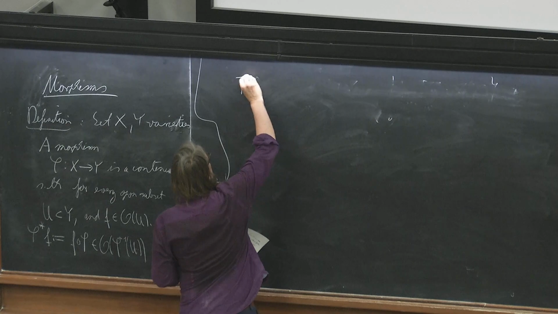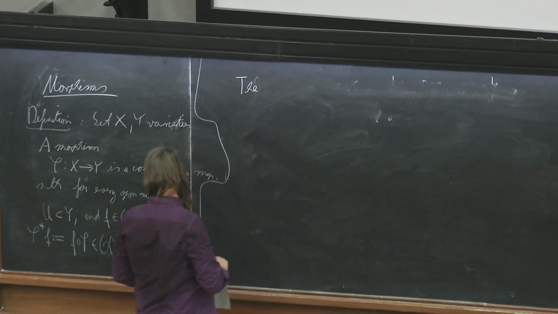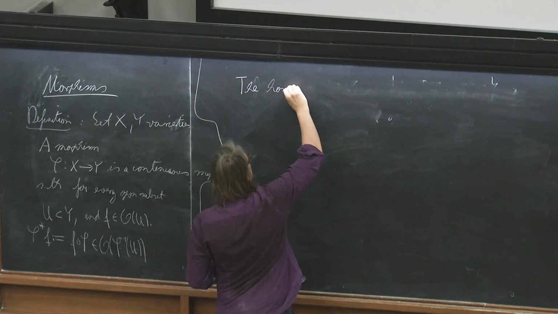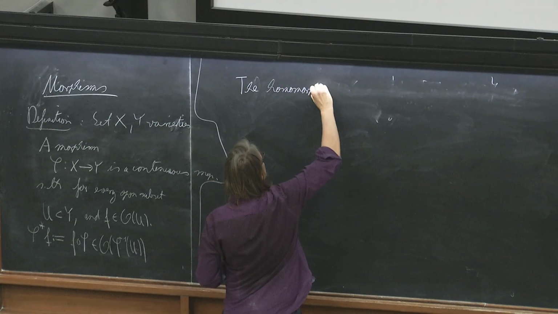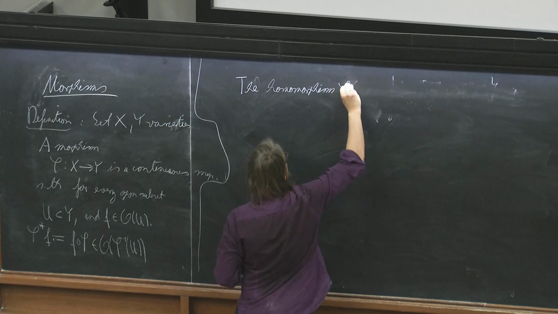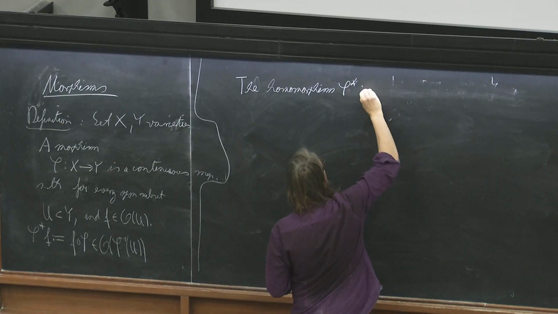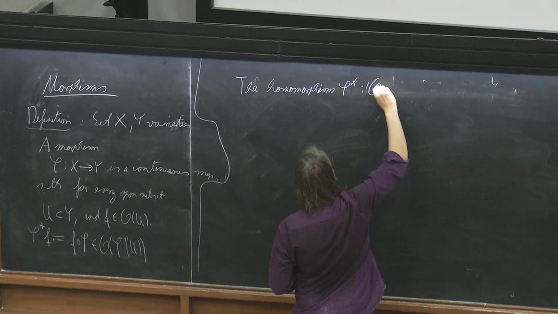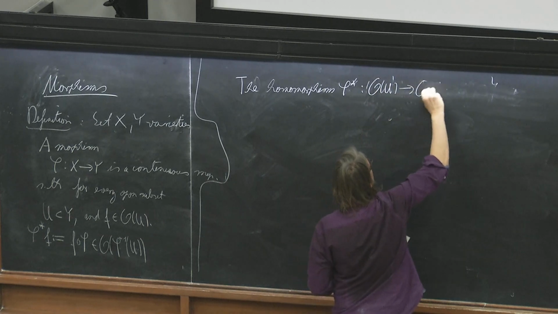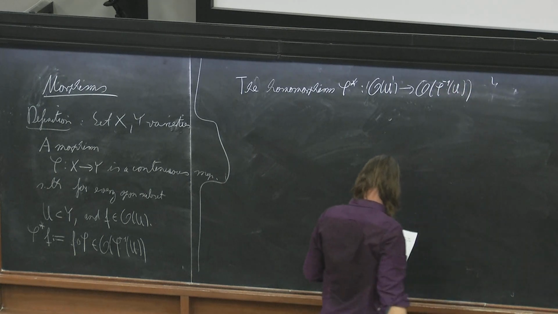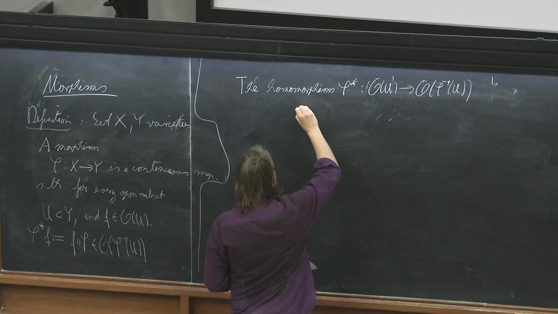So obviously this star, the homomorphism phi star from O of U to O of phi to the -1 of U, is called the pullback by phi.